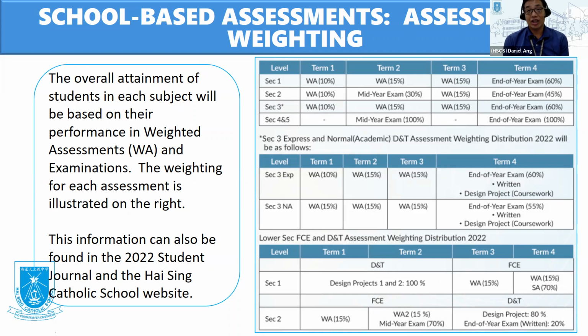For certain subjects, mainly the craft and technology subjects, which are coursework based, there are slightly different weightage distributions listed there. Particularly for lower secondary, B&T and FCE are taken during only one of the semesters, so they take turns to take the level.